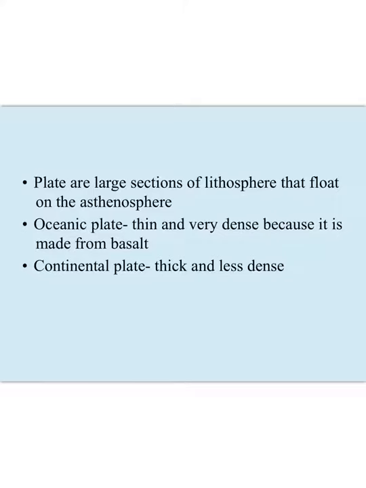There are two types of plates. We have the oceanic plate and the continental plate. Oceanic plates are very thin compared to continental plates and very dense because they're made from a rock, basalt, which has a high density. Continental plates, however, are very thick, but they have a lower density because their rock mostly consists of silicon, which is less dense than basalt.